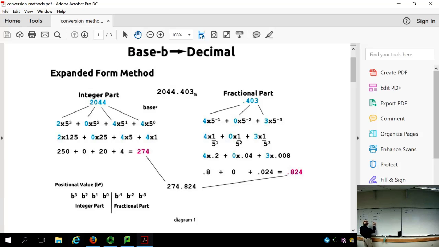4 times 5 to the 1 is equal to 4 times 5, which is equal to 20. And 5 times 5 to the first is equal to 5 times 5, which is 25. Okay? Let me move this slightly. 5 to the second, an entry here.